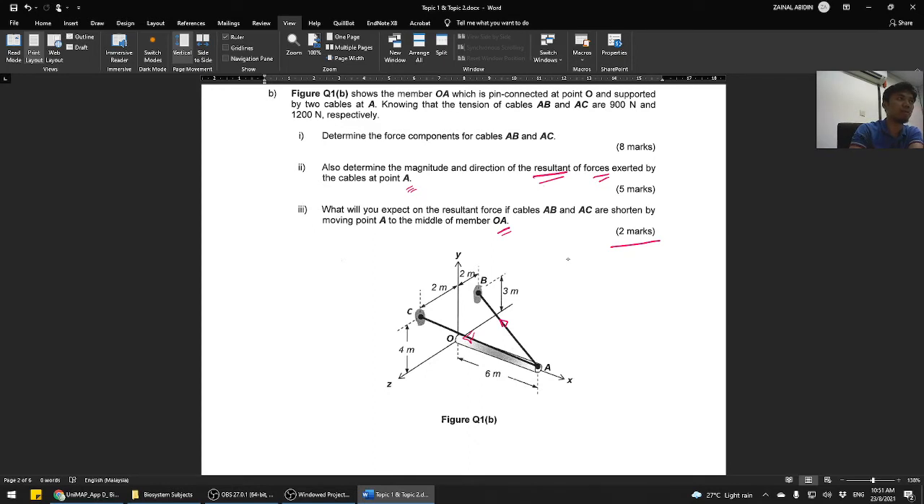Okay, for example here, the question asks you to determine the force component for cable AB and AC. So the first thing, you need to draw FBD. No problem. If you draw FBD, there will be marks, even though the question is not asking you to draw it. Okay, just draw it. The lecturer will know that you understand the question and they will give you marks from there. For example here, this is your free body diagram, a simple one. Okay, free body diagram that shows your understanding.